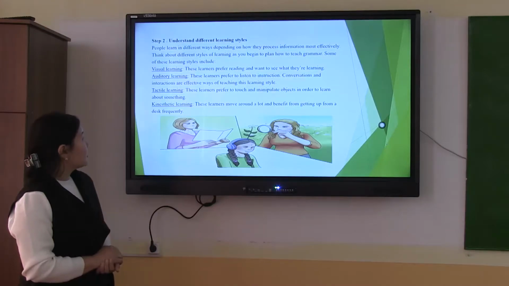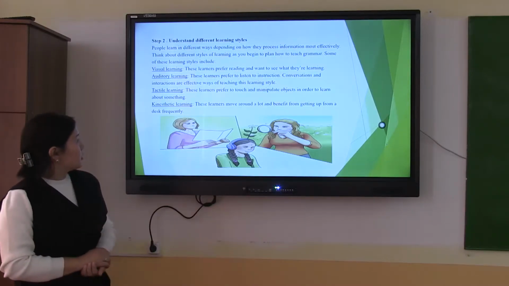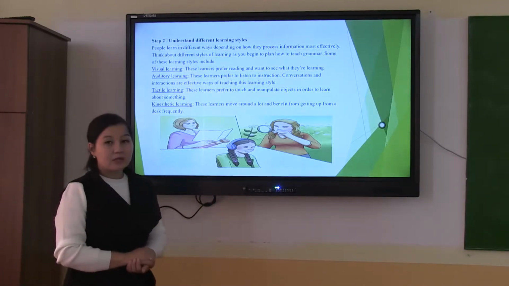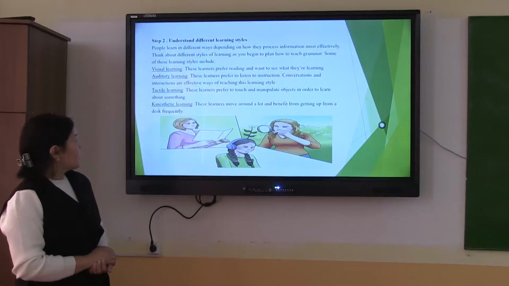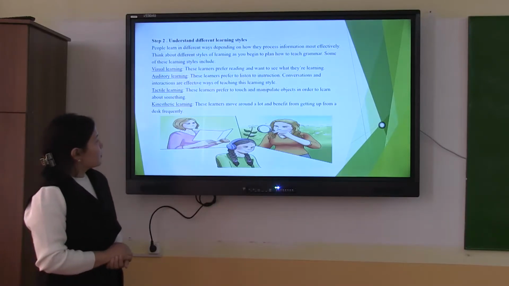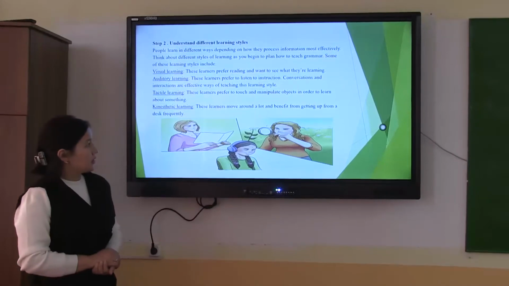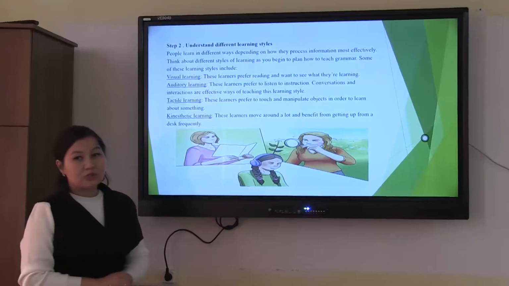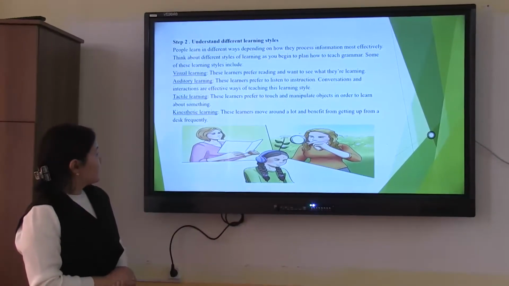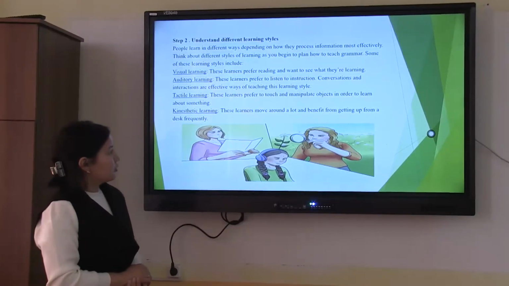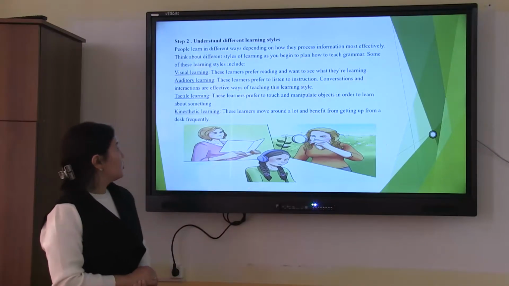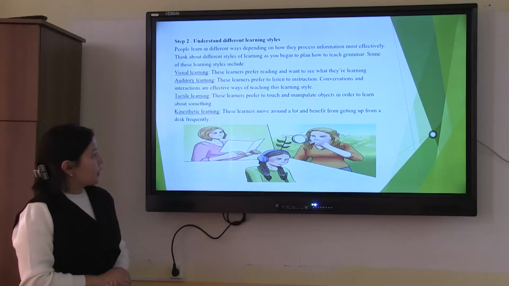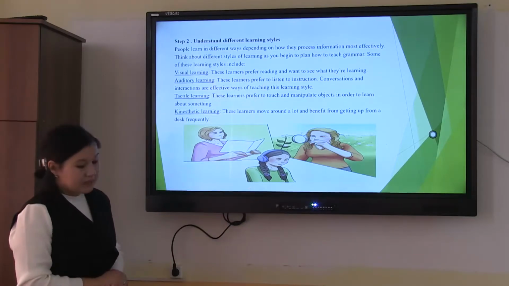There are some learning styles. They are visual learning. These learners prefer reading and want to see what they are learning. The next one is auditory learning. These learners prefer to listen to instructions, and conversations and interactions are effective ways of teaching this learning style. Tactile learning. These learners prefer to touch and manipulate objects in order to learn about something. And kinesthetic learning. These learners move around a lot and benefit from getting up from the desk frequently.